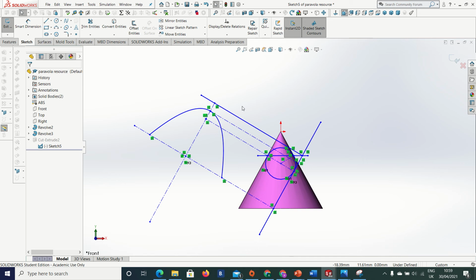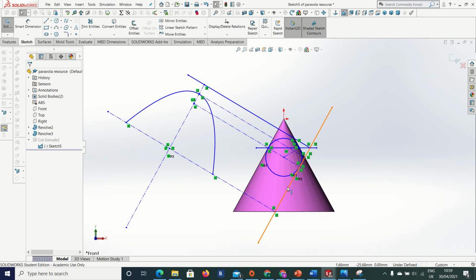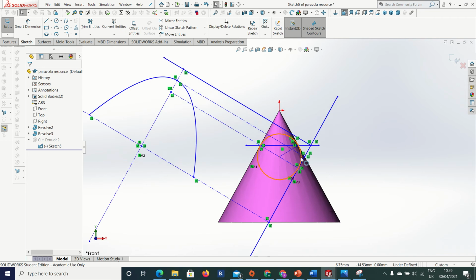This is a quick resource I made on SolidWorks just to show students how a paraboloid is formed. A paraboloid is formed by a cutting plane that is parallel to one of the sides of the extreme generator. In this case, the cutting plane is parallel to the left side of the extreme generator. So the cutting plane cuts in, and then there's always a focus sphere within it.